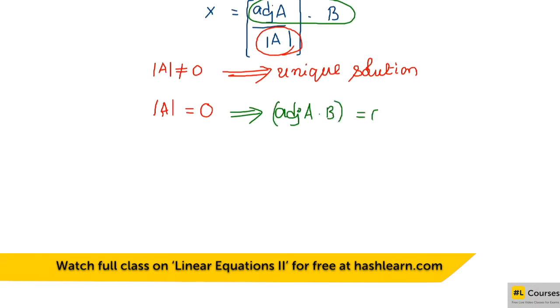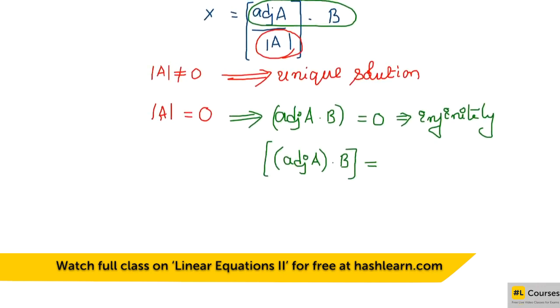If it is equal to 0, at that time it will have infinitely many solutions. If adjoint A into B value is not equal to 0, then at that time we don't have any solution at all. There is no solution for the system of linear equations. Is it clear to you?